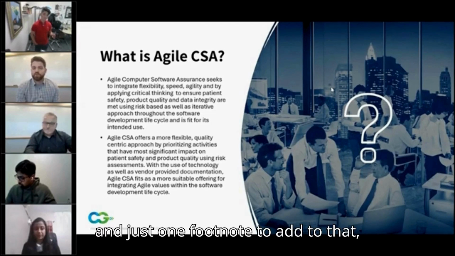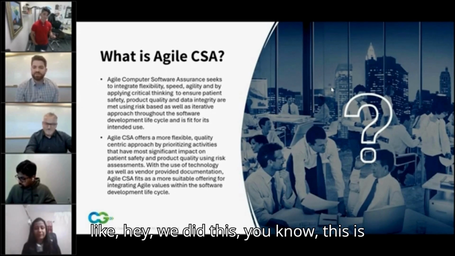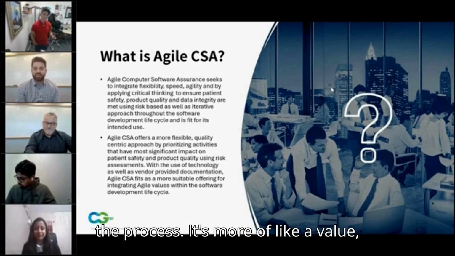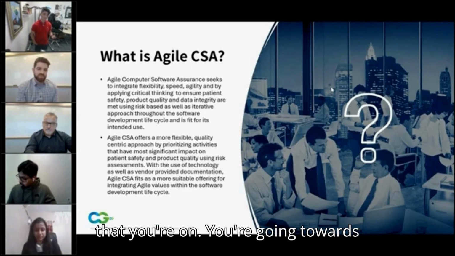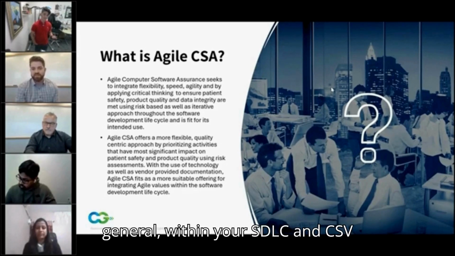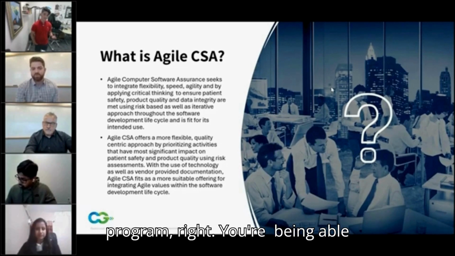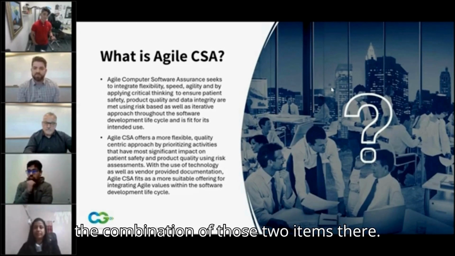Yeah, and just one footnote to add to that. Agile CSA isn't a checkbox like, hey, we did this, this is the process. It's more of a value. It's a path that you're on. You're going towards these types of activities within your SDLC and CSV program. You're being able to facilitate the combination of those two items there.